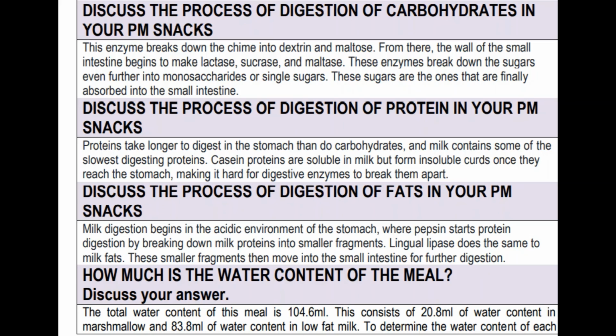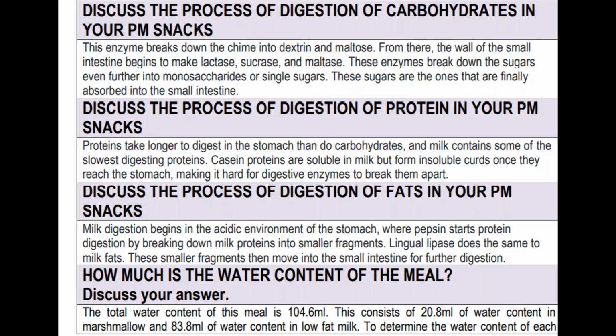So proteins take longer to digest in the stomach than carbohydrates do, and milk contains some of the slowest digesting proteins. Casein proteins are soluble in milk but form insoluble curds once they reach the stomach, making it hard for digestive enzymes to break them apart. So milk digestion begins in the acidic environment of the stomach, where pepsin starts protein digestion by breaking down milk protein into smaller fragments.